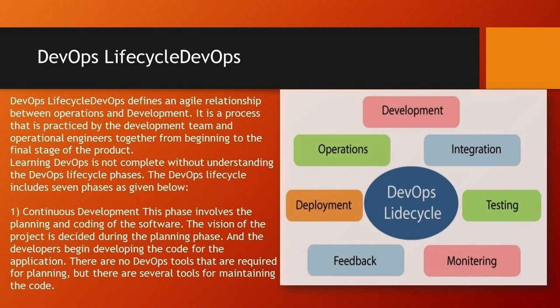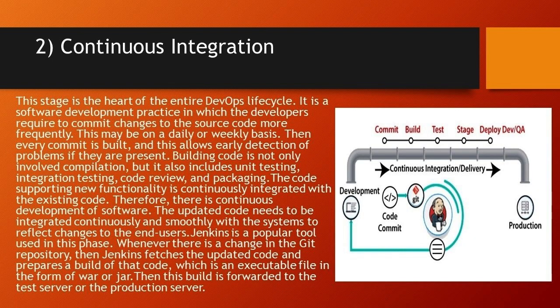2. Continuous integration. This stage is the heart of the entire DevOps lifecycle. It is a software development practice in which the developers are required to commit changes to the source code more frequently. This may be on a daily or weekly basis. Then every commit is built, and this allows early detection of problems if they are present.